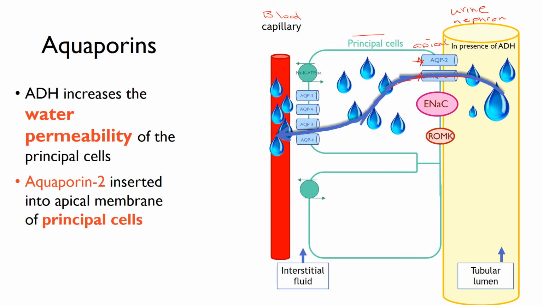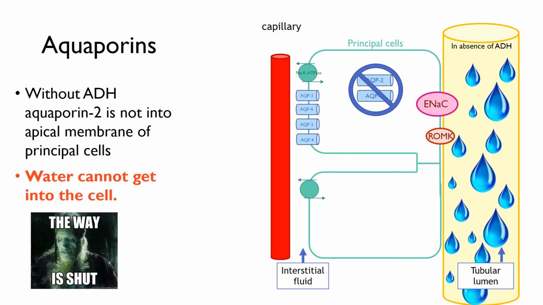And then how does water get out of the cell? Well, it gets out of the cell through aquaporin 3 channels, which are always in the basolateral membrane. So these are always around. They don't really change or do anything. The aquaporin 2 pores, or those channels, are variable. They will only show up when ADH is around. In the absence of ADH, those aquaporin 2 channels stay in the intracellular compartment.